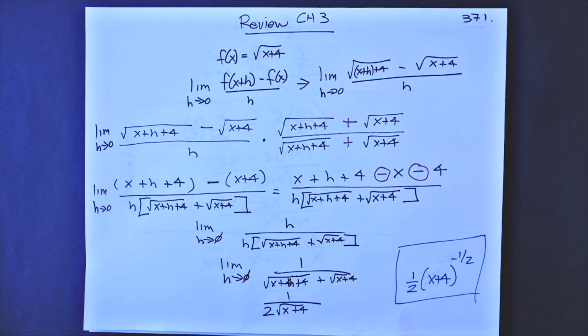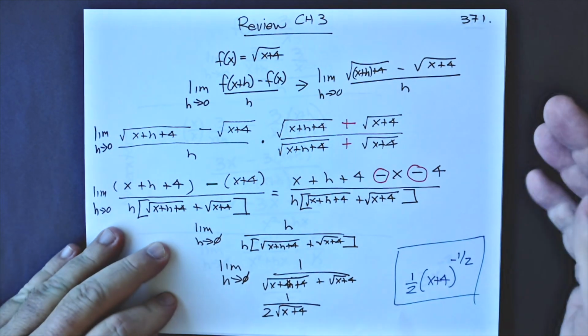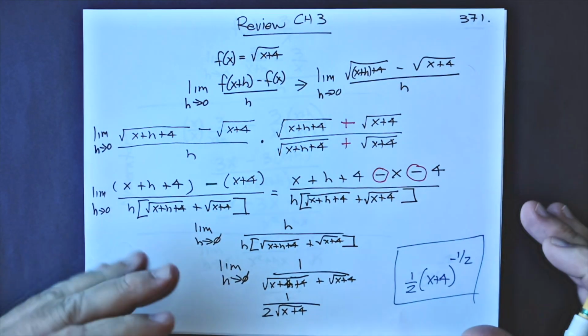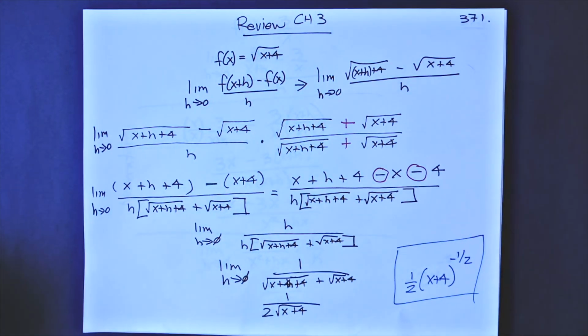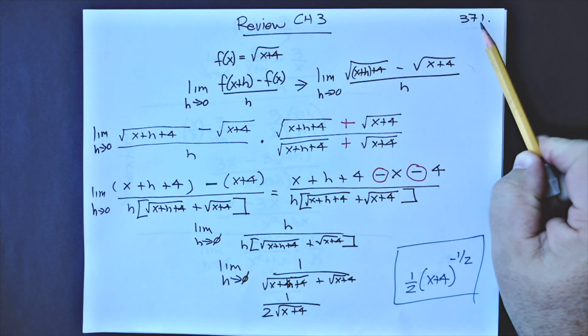All right, friends, we're going to review all of the problems in that review section for Chapter 3. I'm starting here with number 371. I've solved these and I've tried not to skip too many steps for you so you can see all the algebra bits. So the first problem is 371.